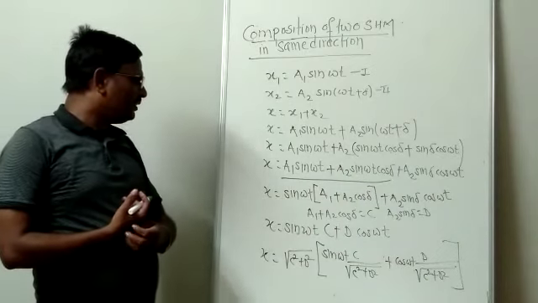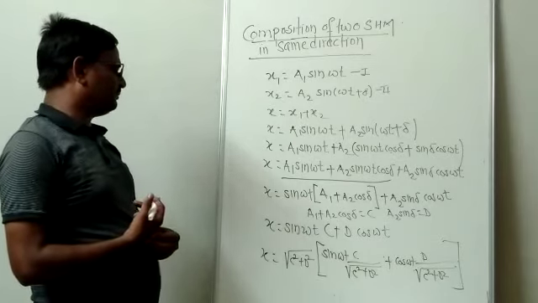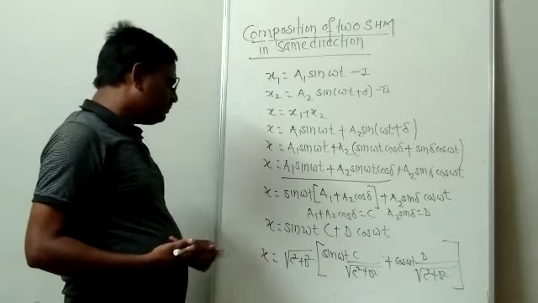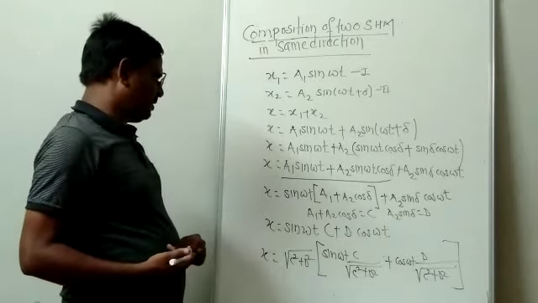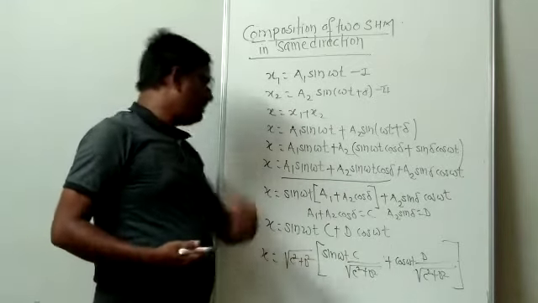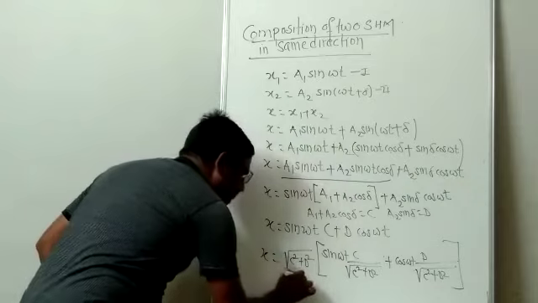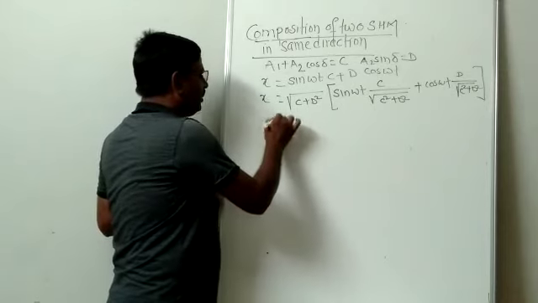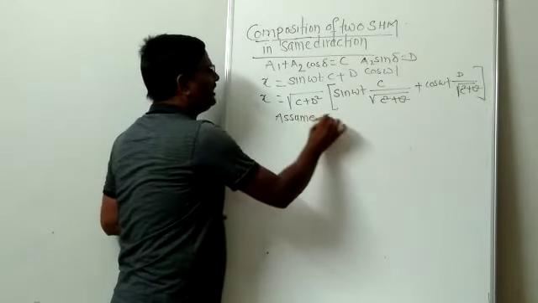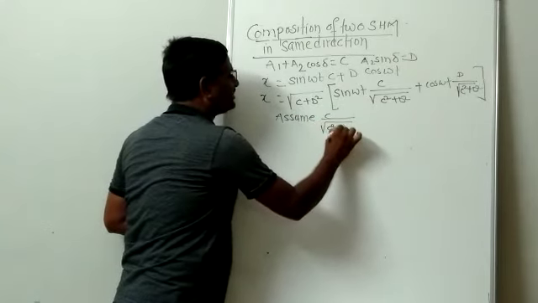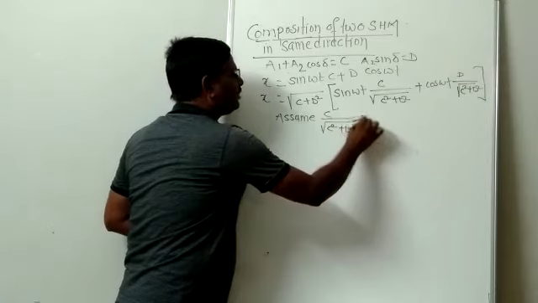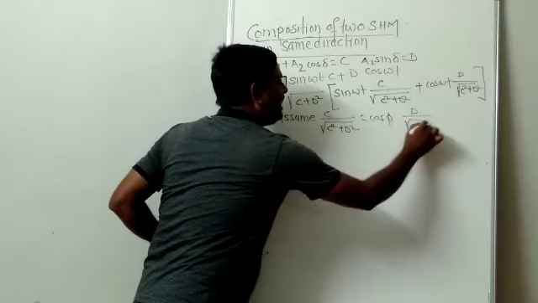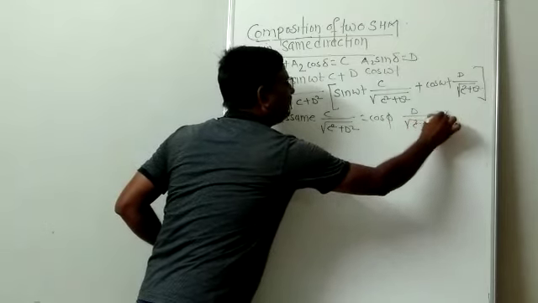Now I am going to assume one value: C upon under root C square plus D square is equal to cos phi, and D upon under root C square plus D square is equal to sin phi. We have had the discussion up to this step.